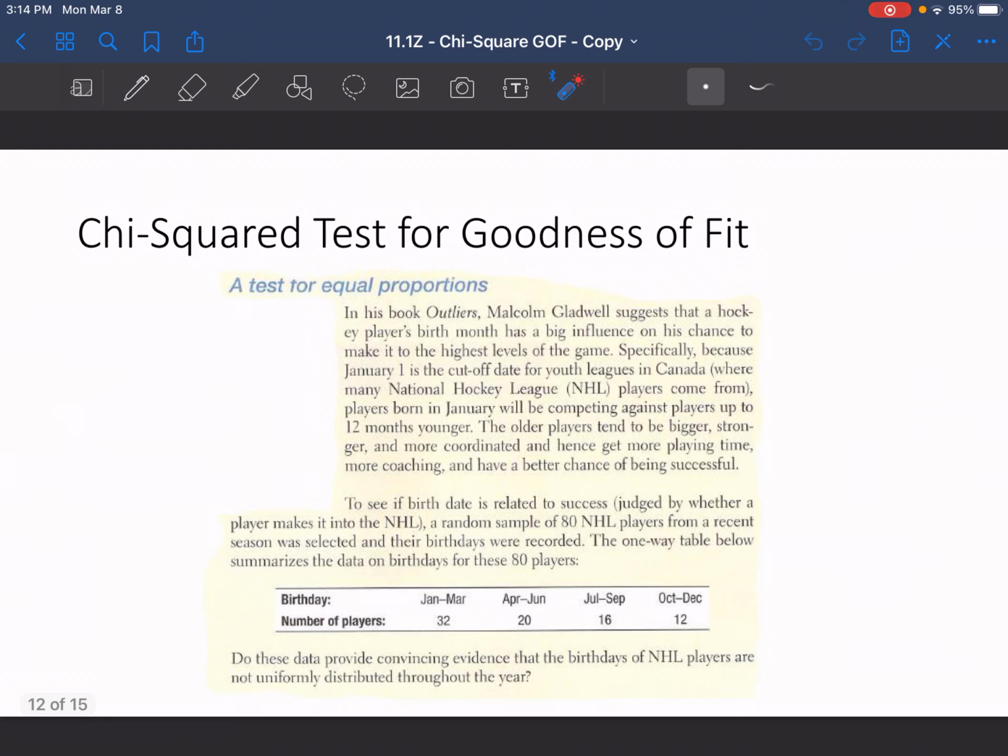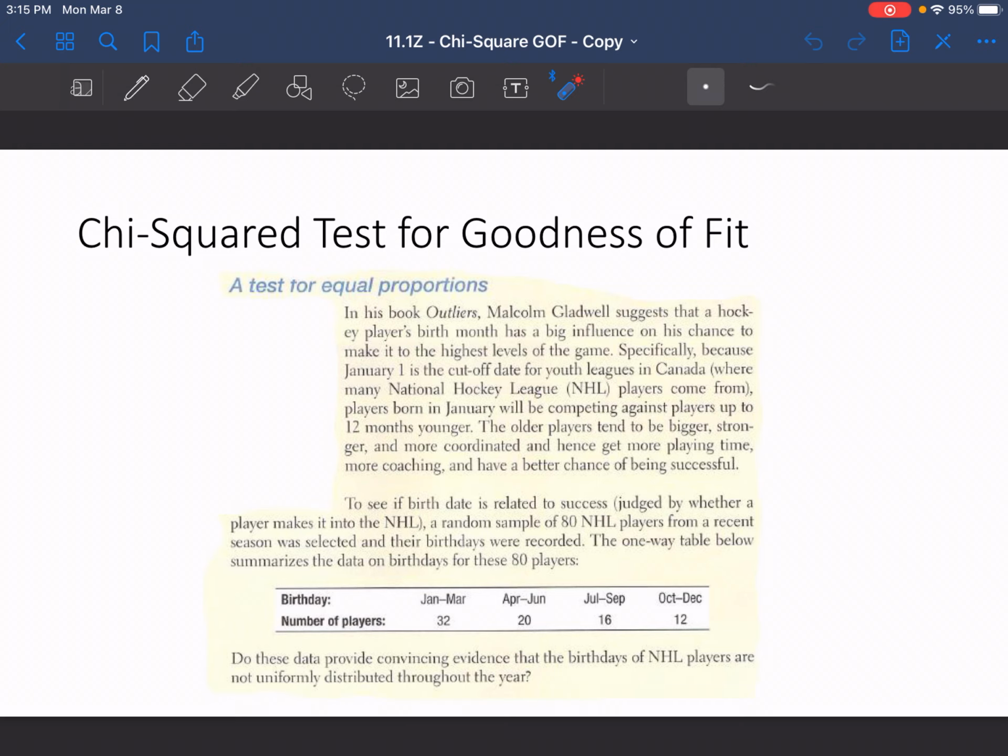So let's go ahead and look at an example of how we would actually solve this test. In his book, Outliers, Malcolm Gladwell suggests that a hockey player's birth month has a big influence on his chance to make it to the highest level of the game, specifically because January 1 is the cutoff date for youth leagues in Canada, where many National Hockey League players come from.